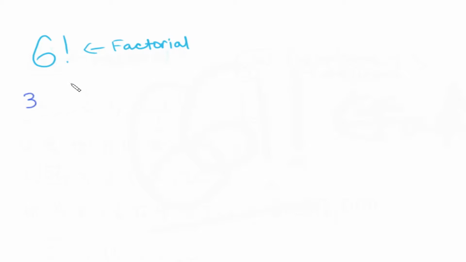3, and you multiply it with every natural number below it. So 2 and 1. You would not multiply with 0 because that's not a natural number, or negative 1, negative 2, because those are not natural numbers. The negative numbers are integers, and 0 would be a whole number. So anyway, 3 times 2 times 1 is 6, because 3 times 2 is 6, and 6 times 1 is just going to be 6.